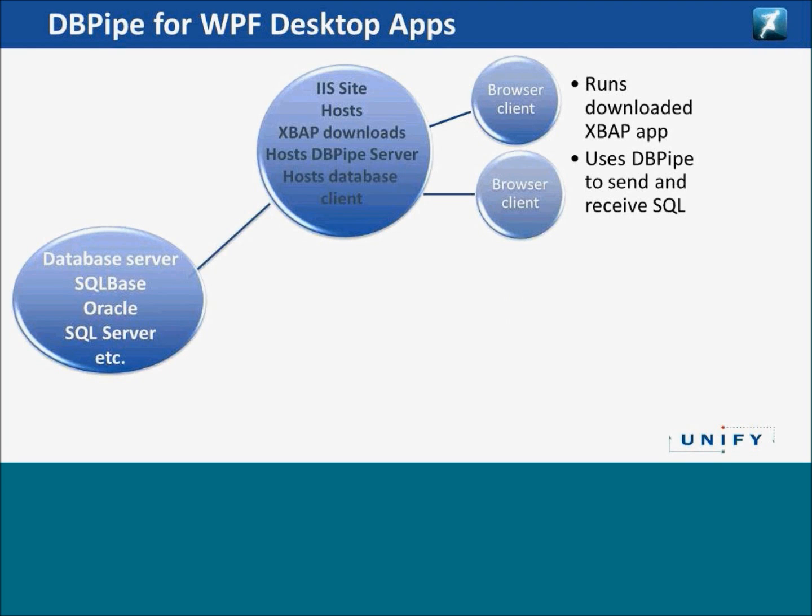Now coming to DBPipe. DBPipe for WPF desktop apps is the title of the slide. The first part that you see here now in that graphic is the DBPipe that we used to have in 6.0 for XAML browser applications. What we allowed you with DBPipe was to have browser applications that do not have a need for local installation of database clients, like an Oracle client driver, SQL Server client driver, SQLBase client driver. You could install the DBPipe on your IIS machine, and there the database client would be on this machine and would access the database. So if you run the downloaded XBAP app, it uses DBPipe to send and receive the SQL.